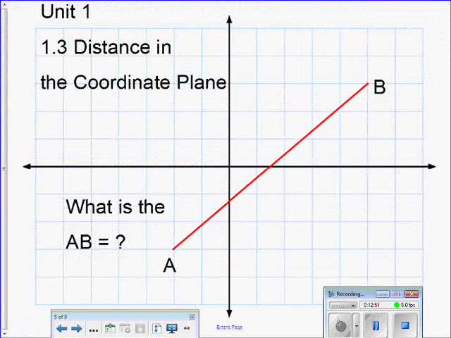All right, here we go. We're getting ready to start into the next section, 1.3, distance in the coordinate plane. So here's an example of some of the stuff that we're going to be dealing with.